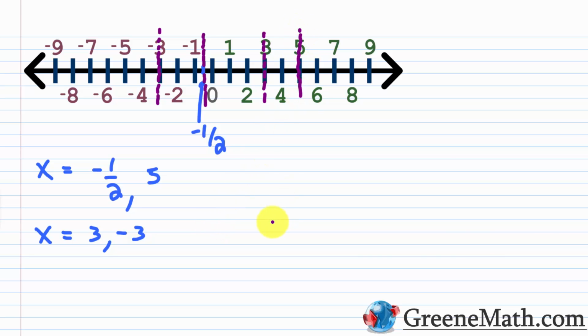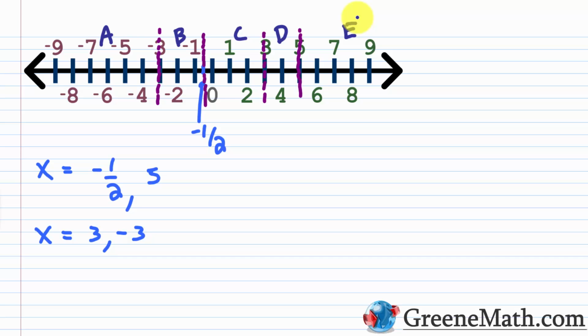So what I'm going to do again is label these with capital letters. I'm going to say this is A, anything less than -3. B is anything greater than -3 and less than -1/2. C is anything that's greater than -1/2 and less than 3. D is anything that's greater than 3 and less than 5. And E is anything larger than 5.